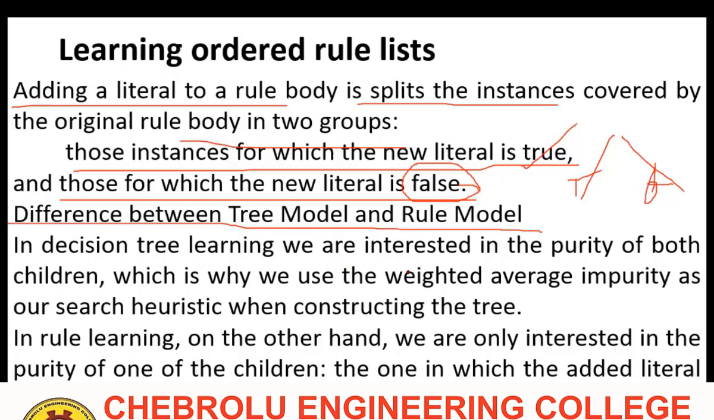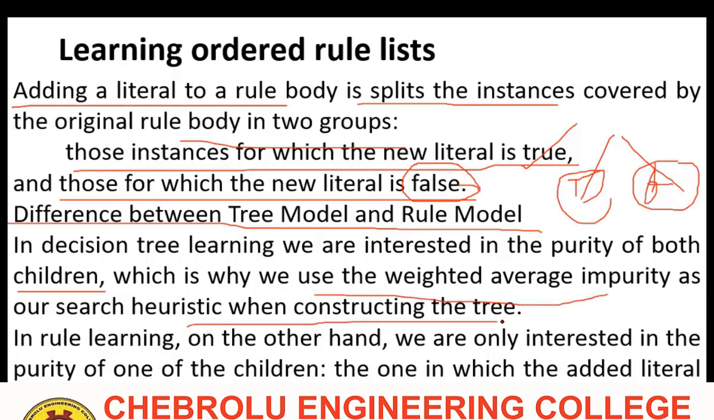In decision tree learning, we are interested in the purity of both children, which is why we used weighted average impurity as our heuristic when constructing the tree. But in rule learning, on the other hand, we are only interested in the purity of the child in which the literal is true. This is what we are concerned with.